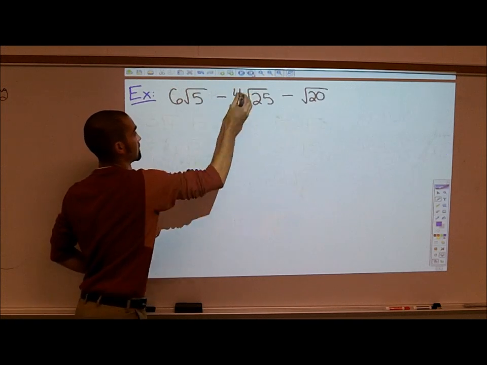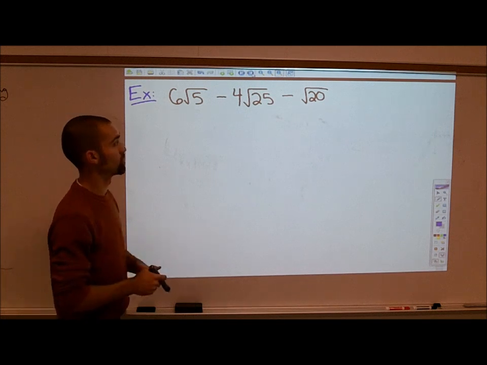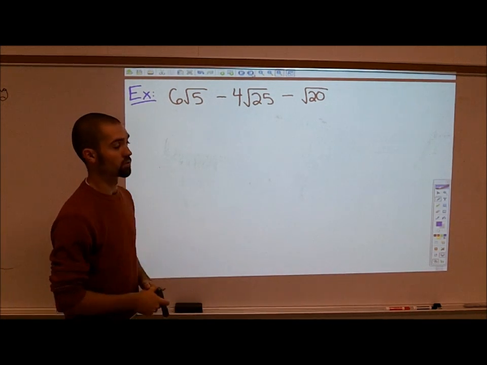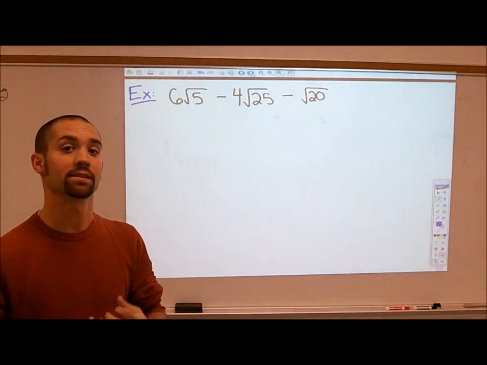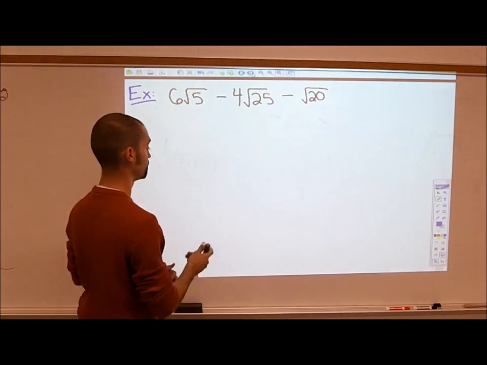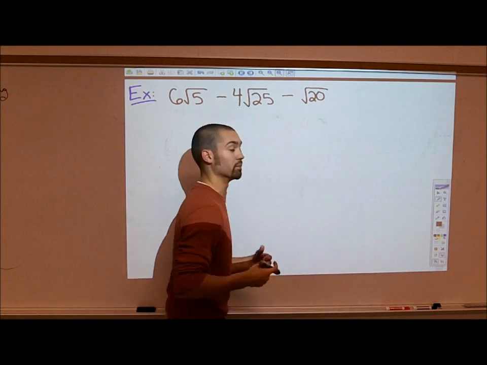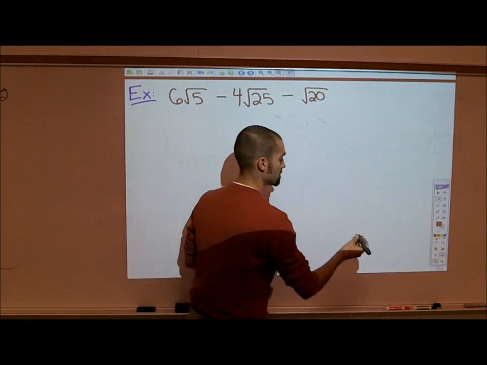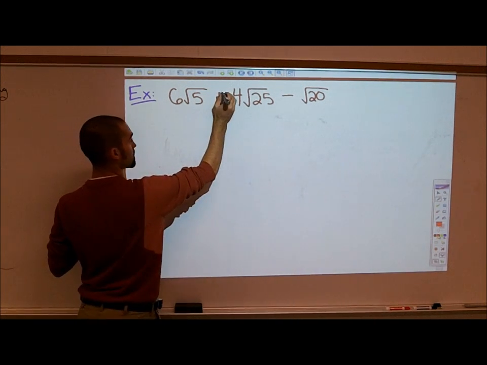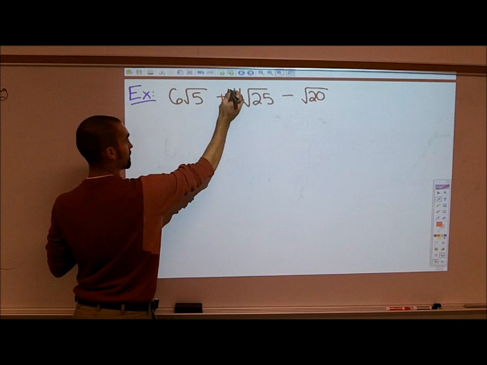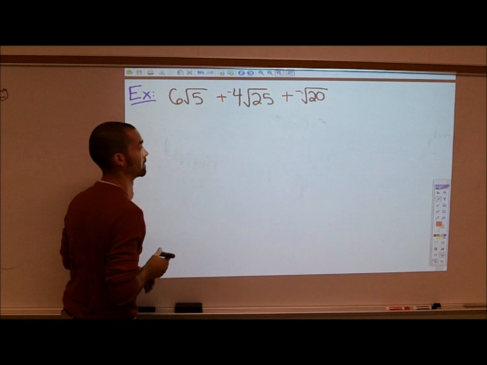So, next one. We have 6 times the square root of 5 minus 4 times the square root of 25 minus the square root of 20. So again, the first step is simplify all the radicals until you can't simplify any more. Okay? Before I do that, I want to change this subtraction problem into an addition problem. So this becomes an addition sign, I change what follows.